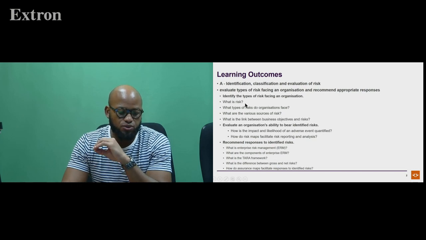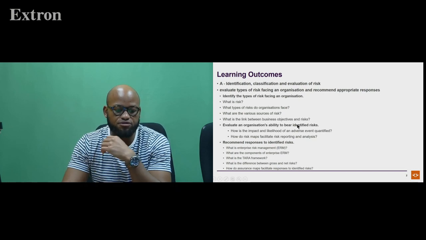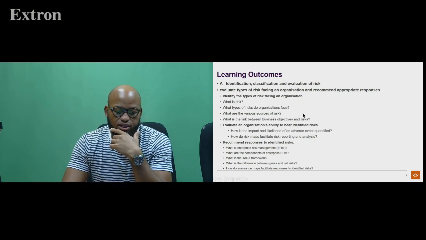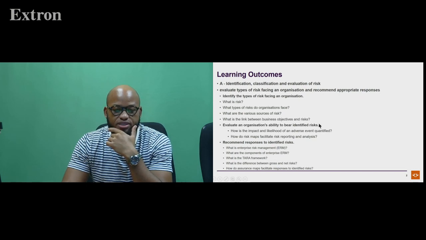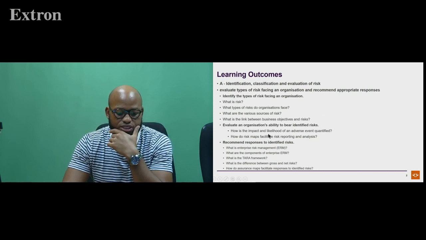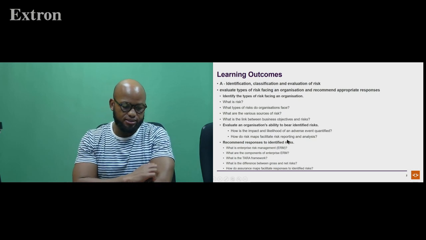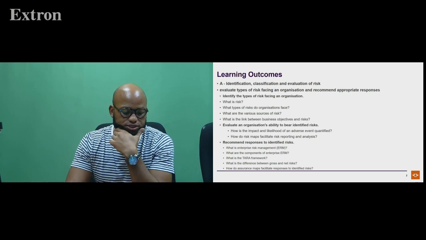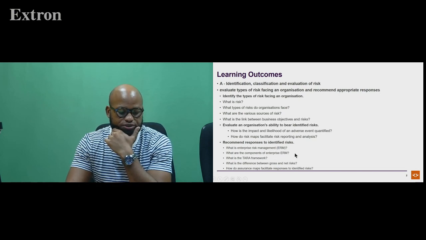So first question is, what is risk? What do we mean when we talk about a risk? What types of risks do organizations face? What are the various sources of risks? What is the link between business objectives and risks? How is the impact and likelihood of an adverse event quantified? How do risk maps facilitate risk reporting and analysis? What is enterprise risk management? What are the components of enterprise risk management? What is the Tower framework? What is the difference between gross and net risks? How do assurance maps facilitate responses to identified risks?